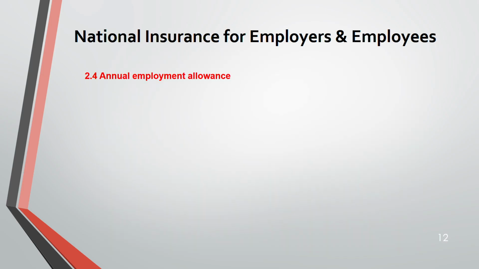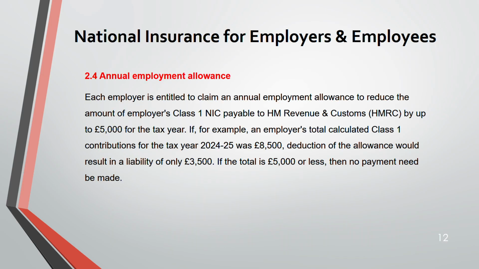Then annual employment allowance. What is this? The employer gets this allowance, not employees, because for the employer it's an additional cost. So for them, they are going to get a further relief. How? Through an allowance. Each employer is entitled to claim an annual employment allowance. This will further reduce their employer's class 1 NIC. By how much? 5,000.